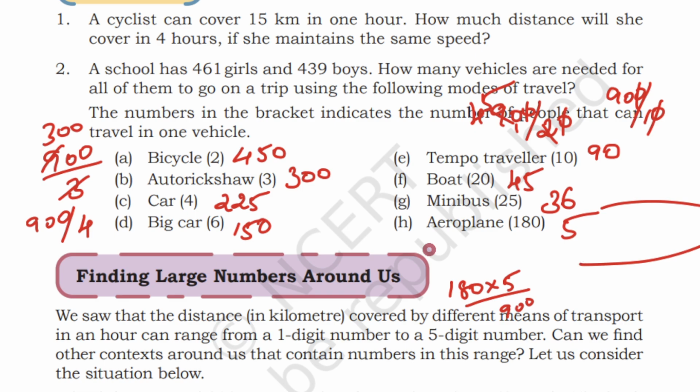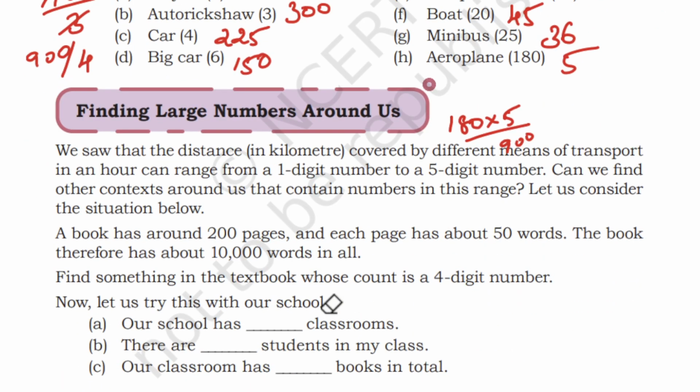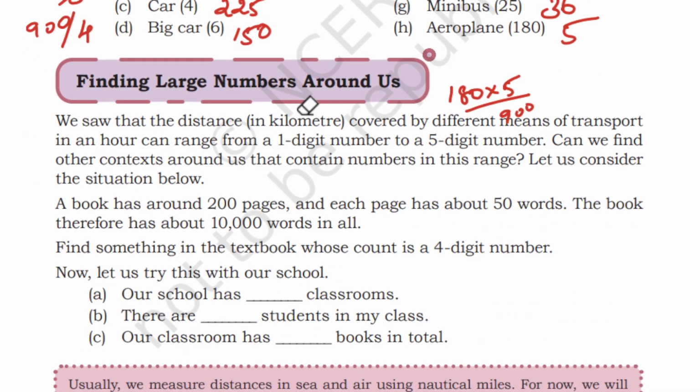Okay, so this is a very important question, students. Do not expect the same type of questions, they might give different statements also. Okay, next, find the large numbers around us. We saw the distance in kilometers covered by different means of transport in an hour, ranging from 1-digit to 5-digit numbers. We can find other contexts around us that contain numbers in this range.